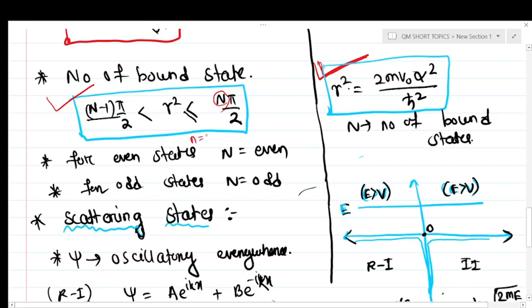And for even states, that means ground state, first excited state, second excited state, like this. For n even you will get an even number of states, and for odd states you will get n odd. Okay, so n depends on the number of ground states.